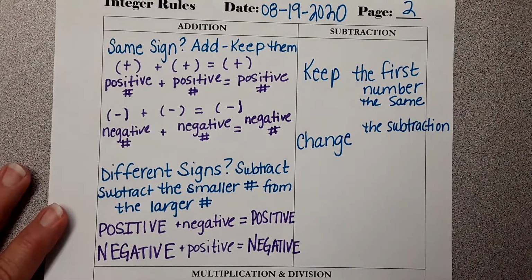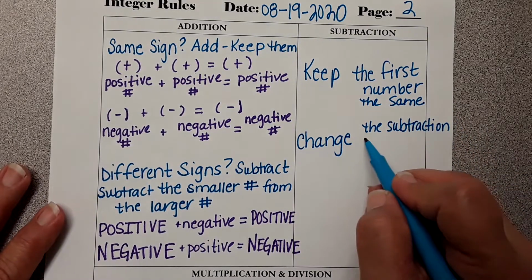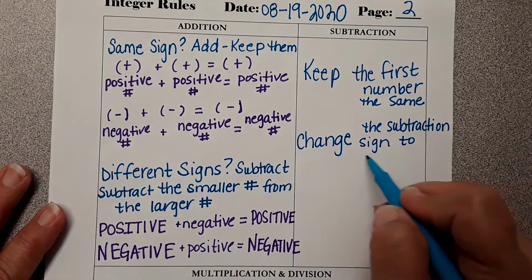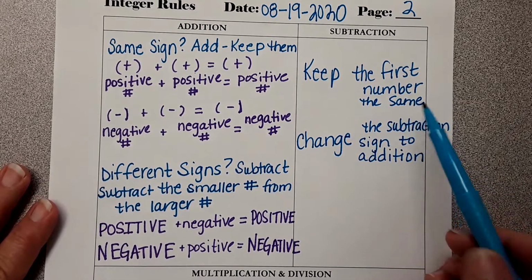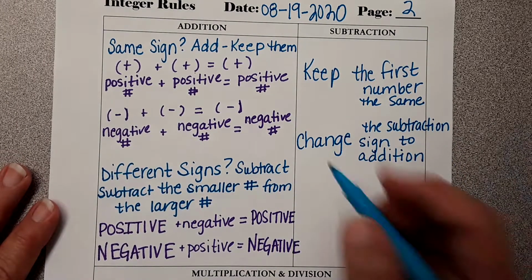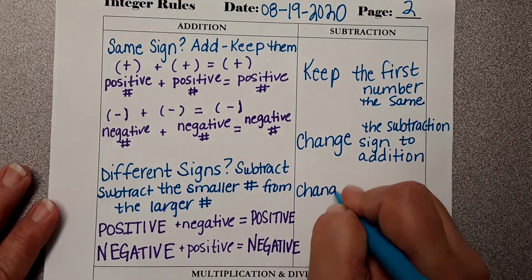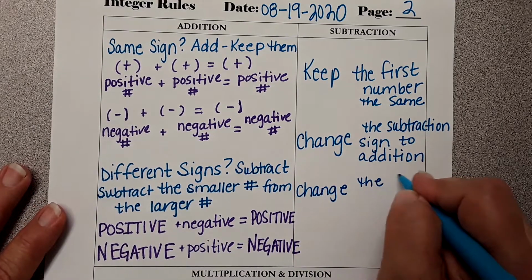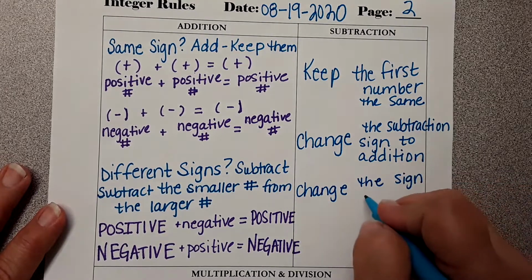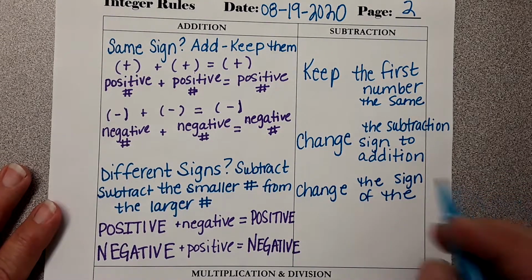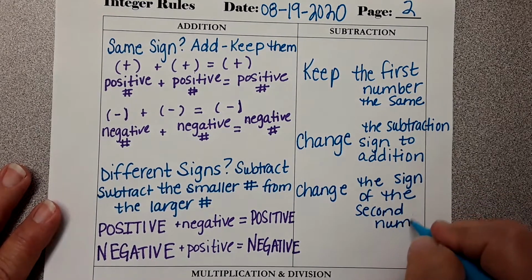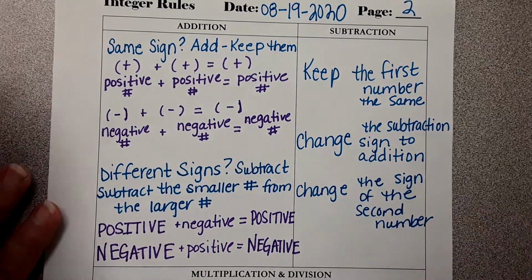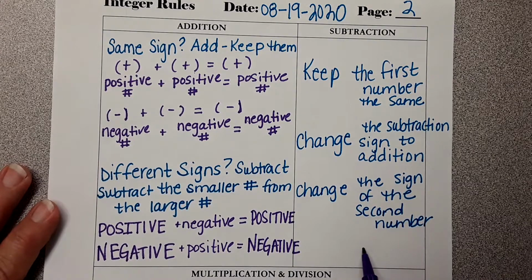Look, just like in class, guys, I run out of room. So keep the first number the same, change the subtraction sign to addition, and then you're going to change the sign of the second number. Then finally, you're going to go over here and follow the addition rules.